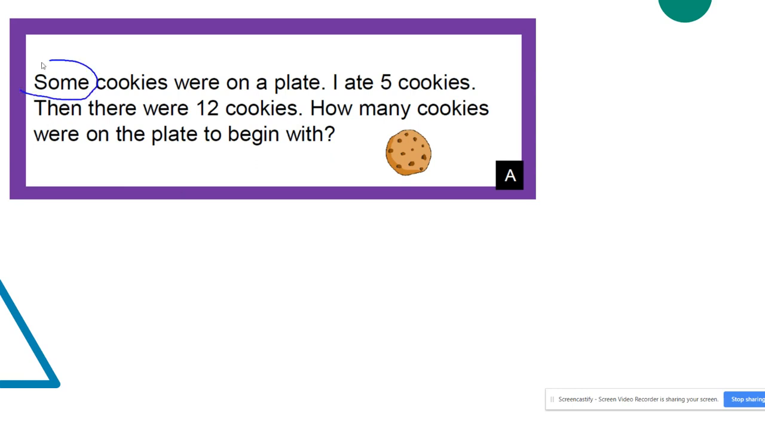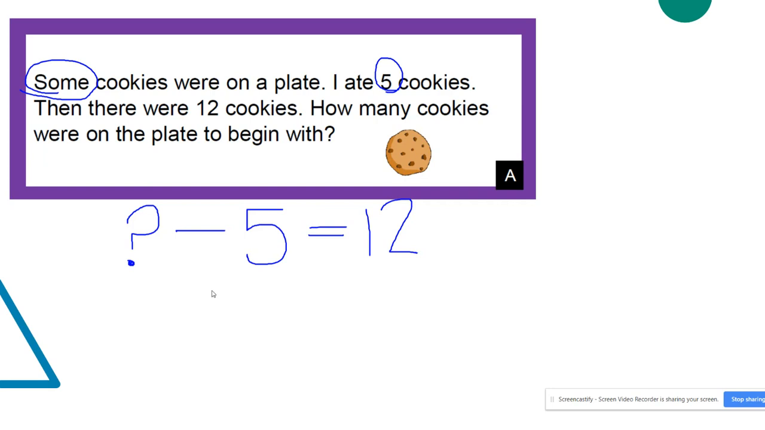Some cookies were on a plate. I ate 5 cookies. Then there were 12 cookies. How many cookies were on the plate to begin with? So some, remember, is your question mark or your blank. Some cookies were on a plate. I ate 5. And now there are 12 cookies left on the plate. How many cookies were there to begin with?